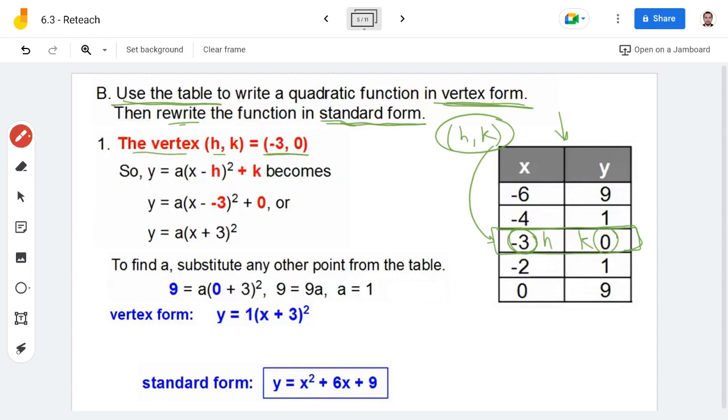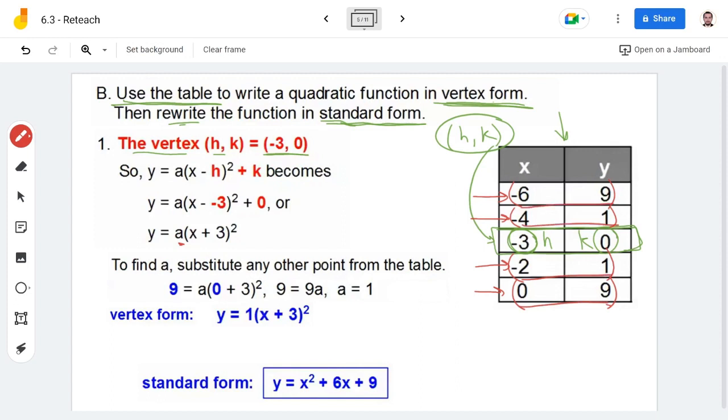Now I need to find a. How can I find a? We have my graph. We have this point 0 and 9. We have this point negative 2 and 1. We have this point negative 4 and 1. You have this point negative 6 and 9. Use any of these points.